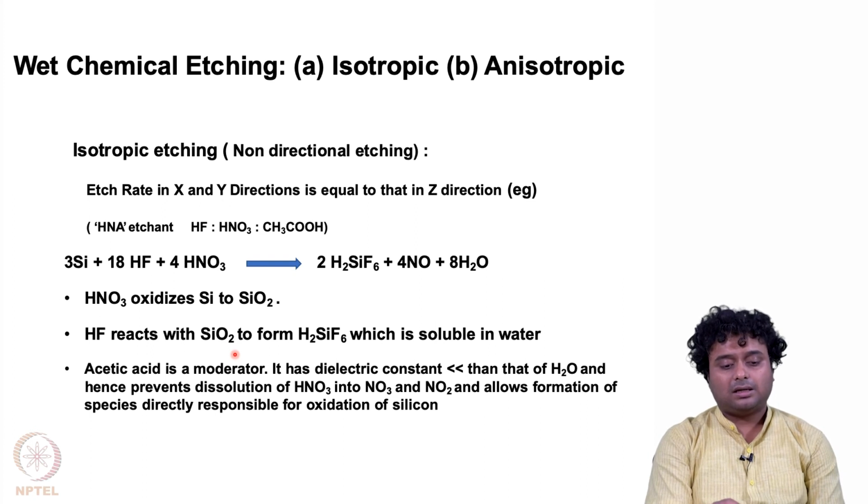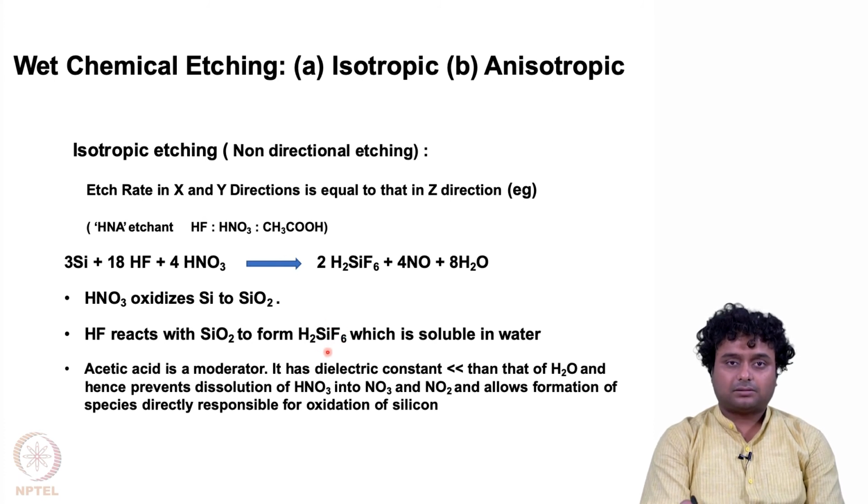What is HNA? HNA is hydrofluoric acid, nitric acid and acetic acid, and hydrofluoric acid and nitric acid react with silicon to make this SiF6 product, which is soluble in water. So it easily gets dissolved and then the NO goes out. So the silicon is etched by this HF. Here what happens is actually HNO3 oxidizes the silicon to SiO2, or silicon dioxide, and then the silicon dioxide reacts with HF and makes this H2SiF6 product, which is very much soluble in water. So it easily dissolves, and accordingly silicon will get etched in all directions equally.